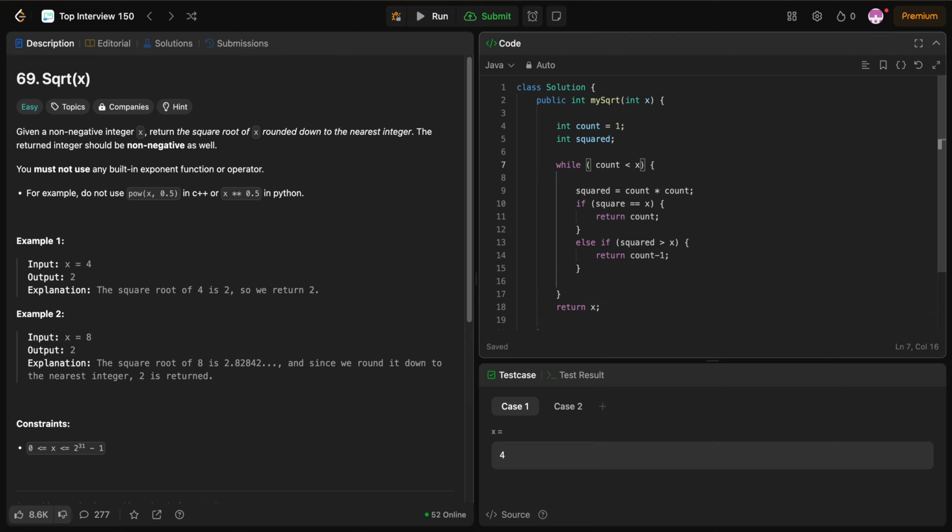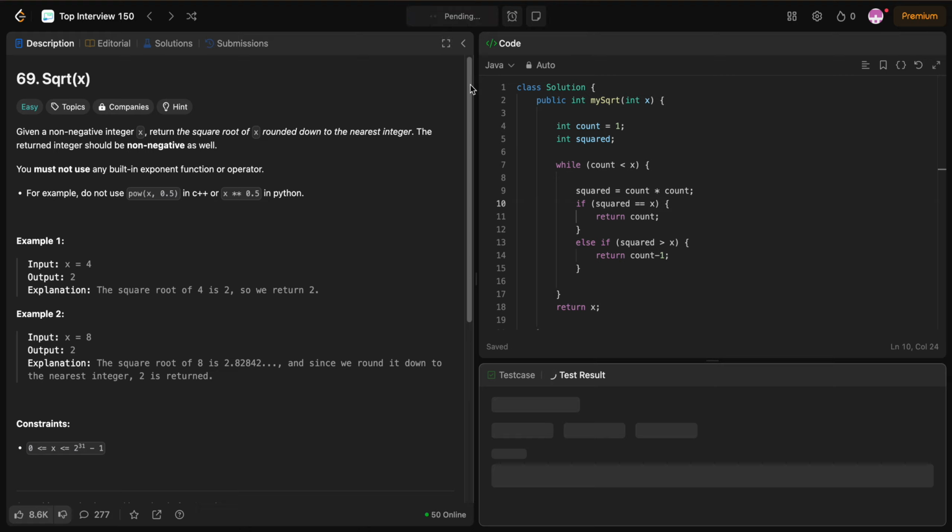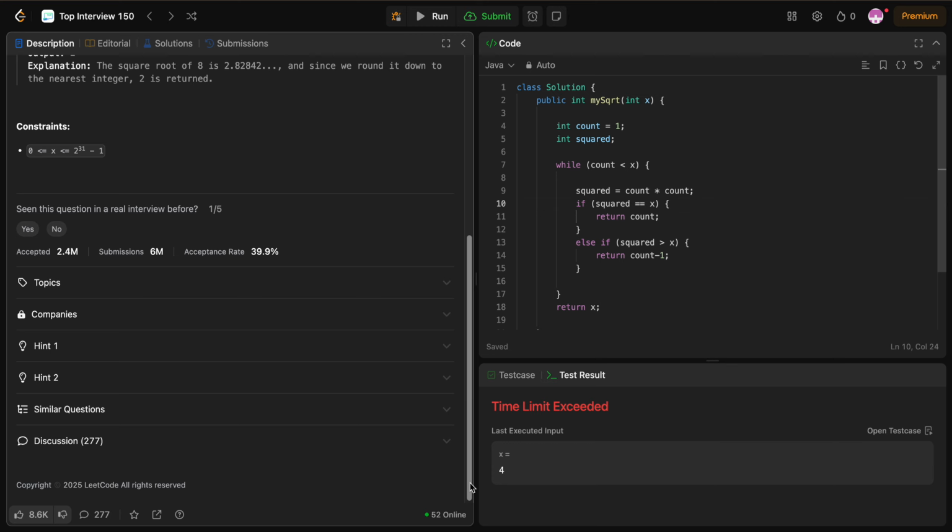While count is smaller than x, squared equals count times count, so we're squaring the number. If squared equals x, return count. Otherwise, if squared is greater than x, return count minus 1. Okay, let's give it a run. Okay, time limit exceeded. I wonder why.